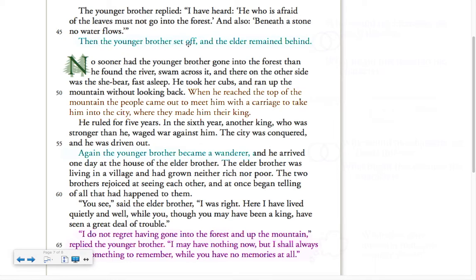Then the younger brother set off, and the elder remained behind.